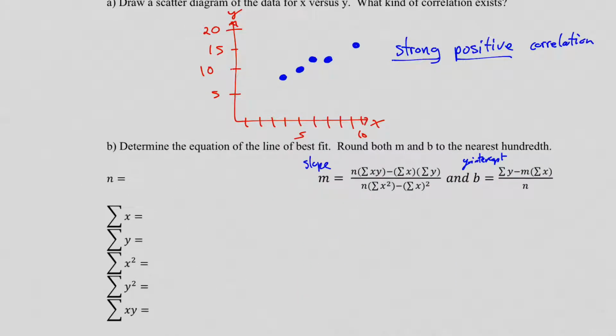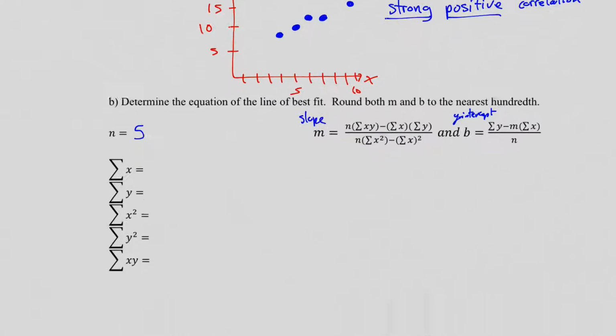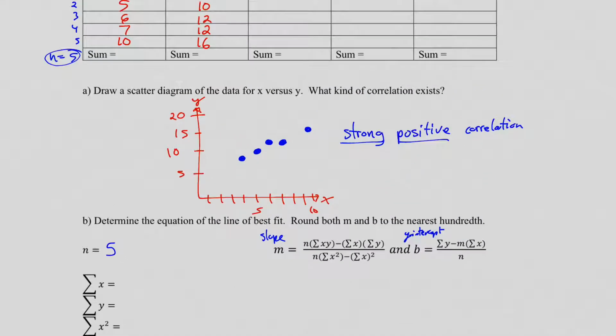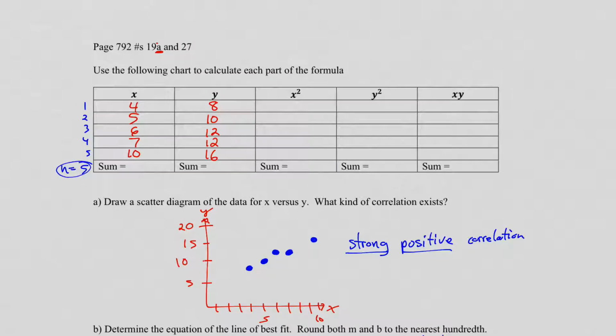Since n equals 5, we're going to put that here to remind ourselves. But as you can see here, I need the sum of all the x's, the y's, the x squares, the y squares, and the product of x and y. So first we need to get those individual values. So for the x squared, we're just going to square all the x's.